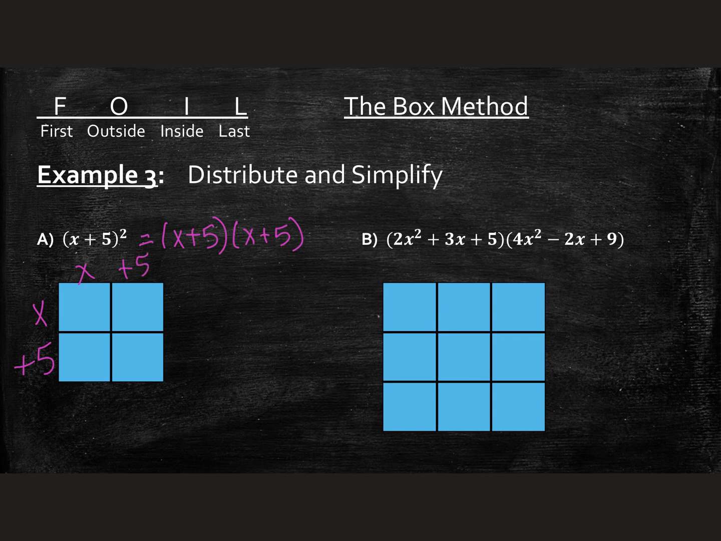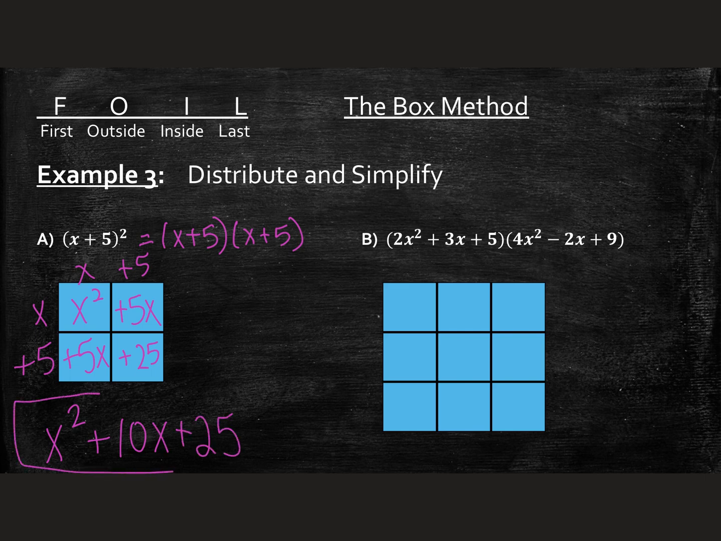And now let's multiply in. So x times x is x squared. X times a positive 5 is positive 5x. X times a positive 5 is positive 5x. And then 5 times 5 is a positive 25. And now let's combine our like terms. So we'll have x squared. 5x plus 5x gives us plus 10x. And then plus 25.